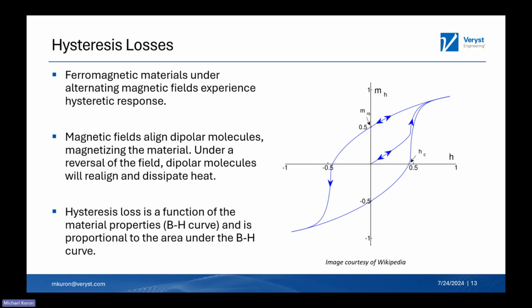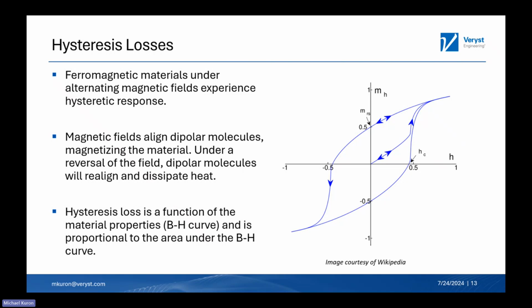Finally, we talk about hysteresis losses. Now, hysteresis losses are a characteristic of ferromagnetic materials that follow a different magnetization curve in the presence of alternating fields as the field changes direction. So this is fundamentally a property of the material.